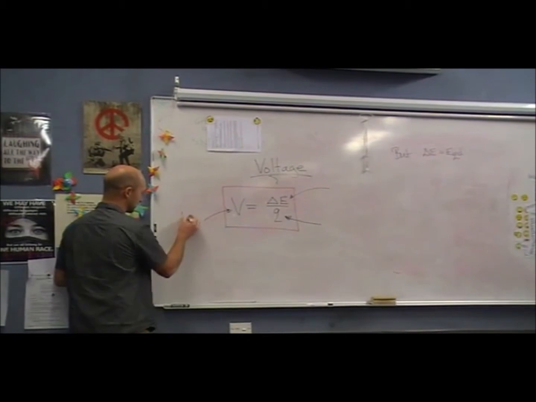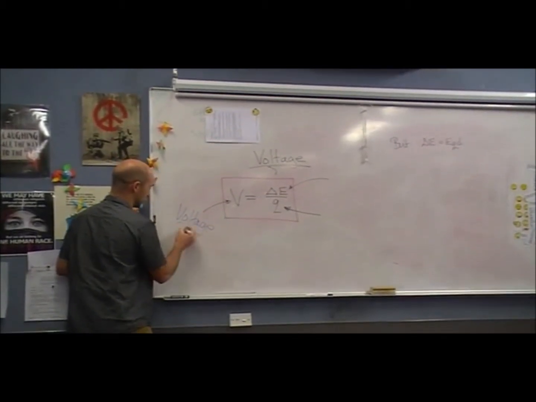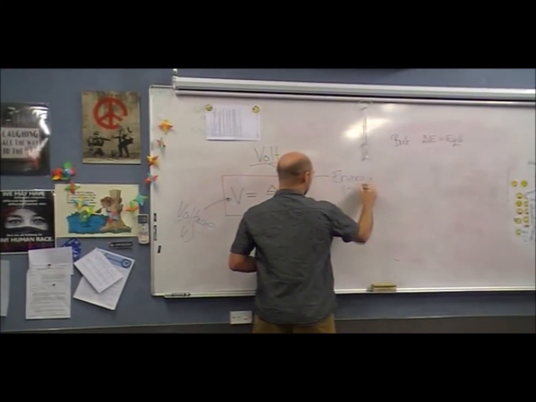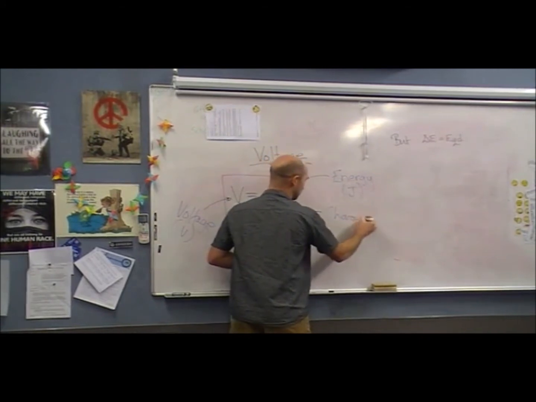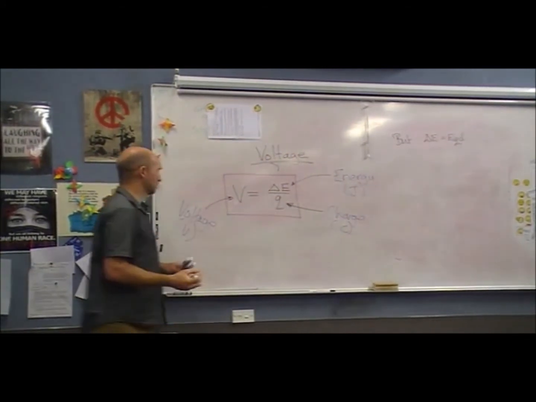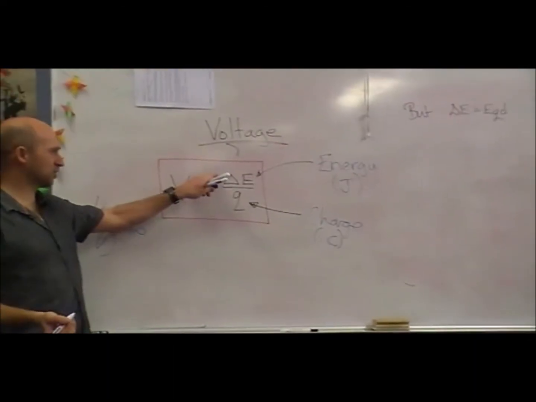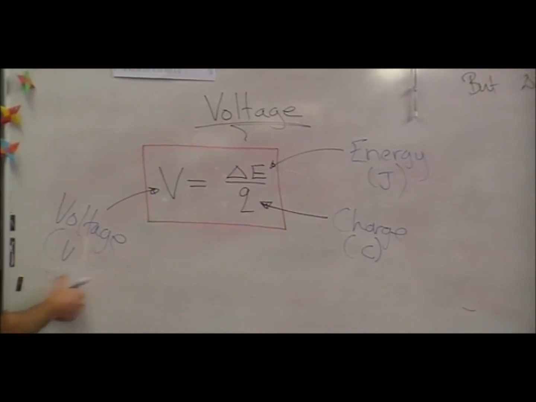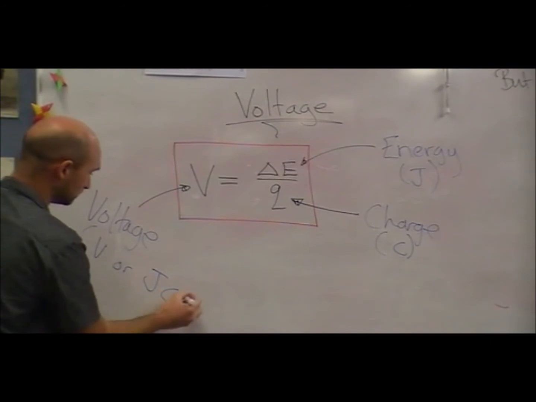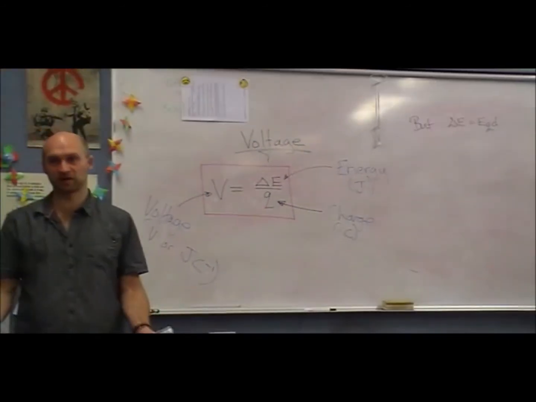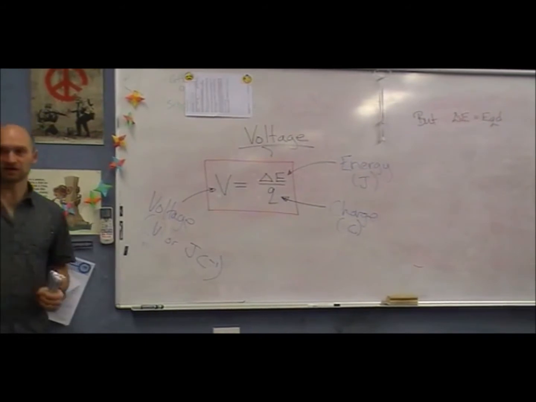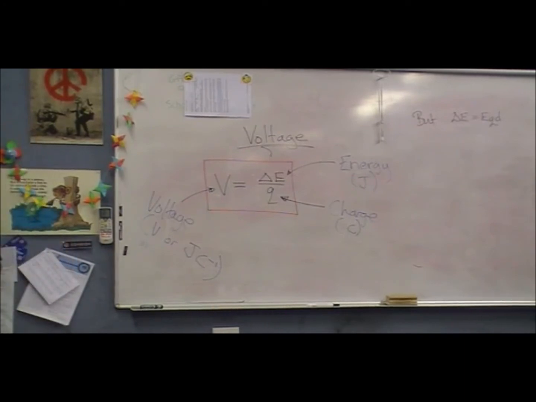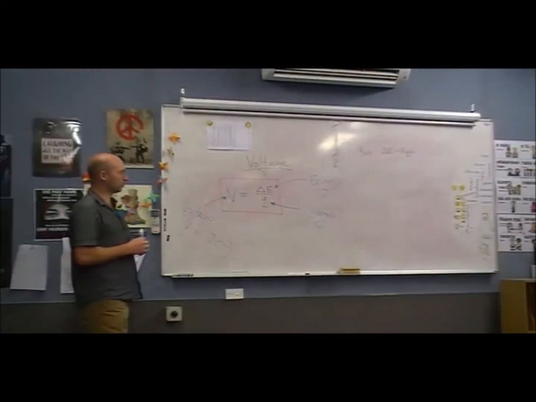So voltage is measured in volts, energy in joules, and charge in coulombs. An alternative unit for voltage would be joules per coulomb. So when you buy a battery, like a 1.5 volt battery, that's telling you this battery will give you 1.5 joules for every coulomb of charge that comes out of it. So that's what that voltage label is so important for.